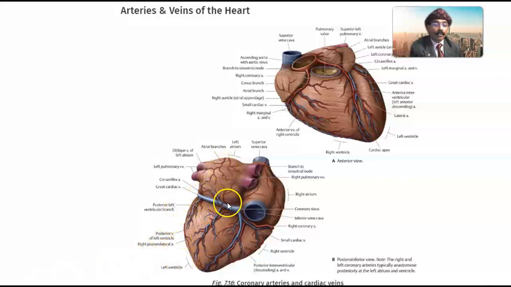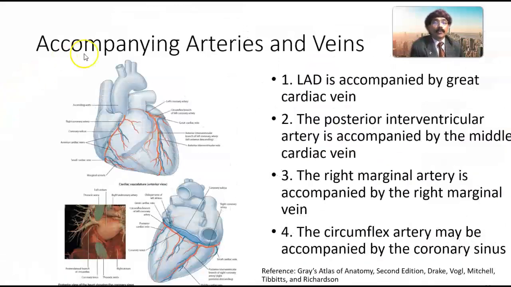This is the area called the coronary sulcus, containing the coronary sinus and part of the coronary arteries. Accompanying arteries and veins: we just discussed the LAD accompanied by the great cardiac vein. Here is the great cardiac vein, this is the LAD. The posterior interventricular artery is accompanied by the middle cardiac vein. This is the posterior interventricular artery, and the vein is the middle cardiac vein. The right marginal artery is accompanied by the right marginal vein. The circumflex artery may be accompanied by the coronary sinus. It may extend up to this level. This is the coronary sinus.